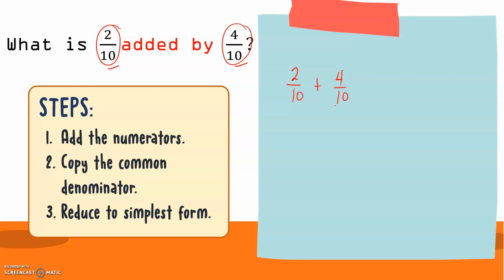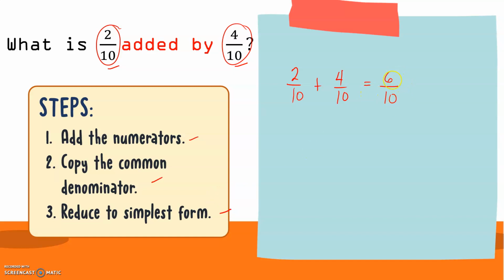According to our steps, the first thing that we need to do is to add the numerators. So that will be 2 plus 4, that is equal to 6. Then, we copy the common denominator, which in this case is 10. So 2/10 plus 4/10 is equal to 6/10. But we are not done yet because our step says that we need to reduce the answer to simplest form.